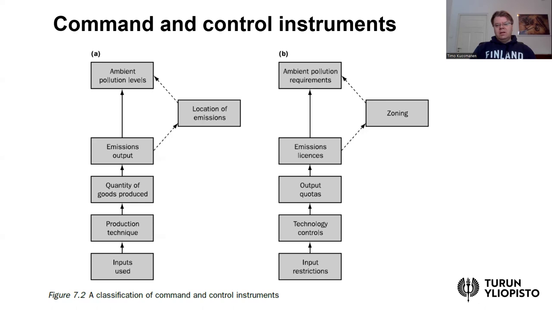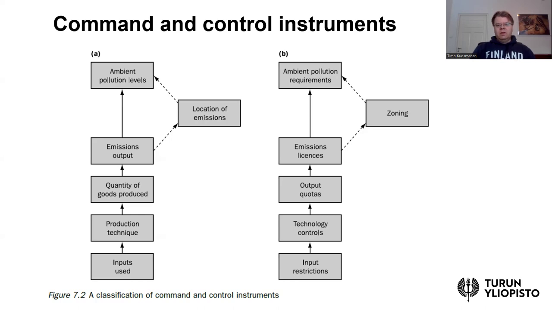Then there can be emissions licenses or emissions permits. And zoning refers to the location of emissions. For example, one is not allowed to build a nuclear power plant very close to a large urban population, in case of some accident. Similarly, you cannot have a power plant burning fossil fuels very close to some urban area, so you would have them somewhere further away from the residents. And then of course you can also have limits or requirements for the ambient pollution levels.